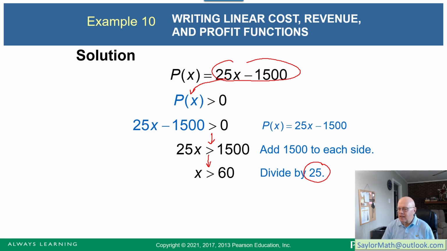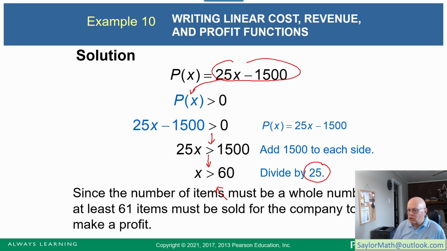And this says if you make more than 60, 60 won't do it, more than 60, you're making a profit. Which means come Christmas time, you can take time off and you can go on a vacation because you made a good profit. So at least 61 items.